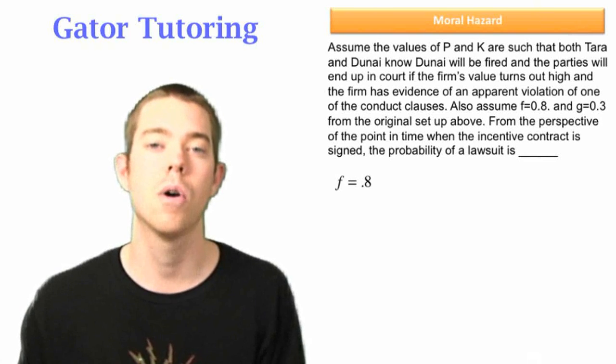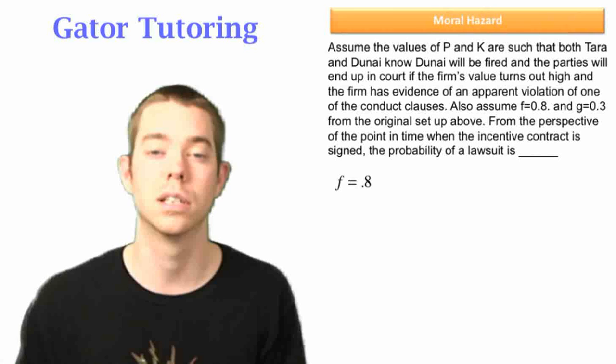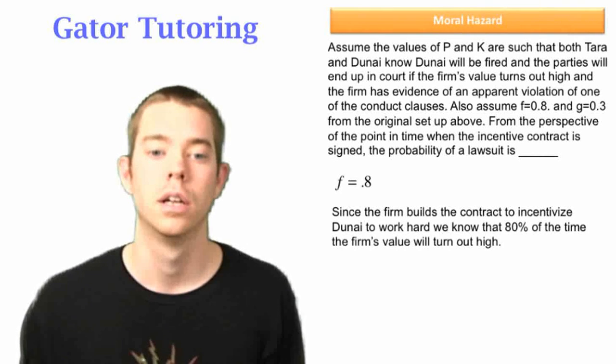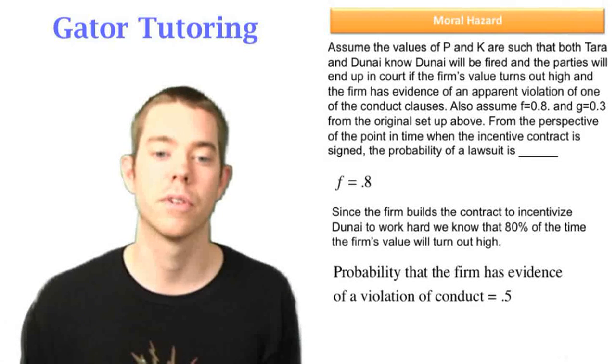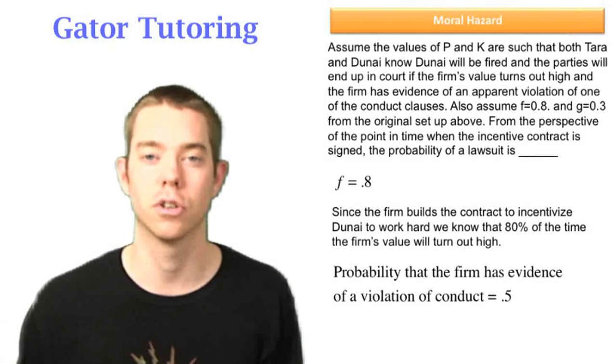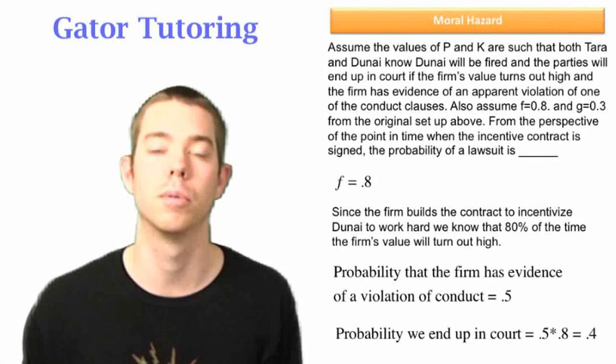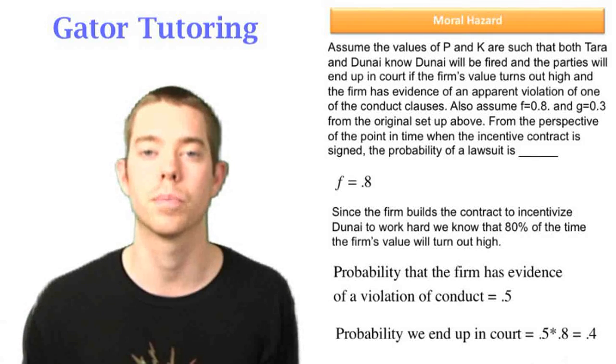Okay, well then how often are they going to have evidence that actually merits them going to court? Well, the probability the firm actually has evidence of a violation of conduct is 50%. So 0.5 of that 80% of the time they're going to actually go to court. So we can conclude the probability that we end up in court is 40%, which is 0.5 times 0.8.